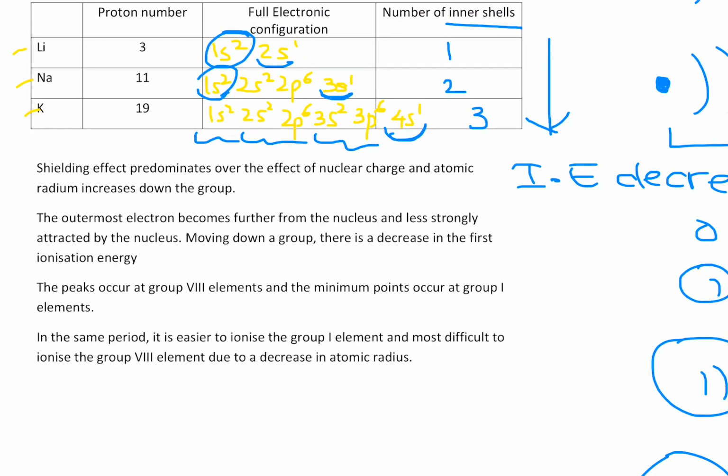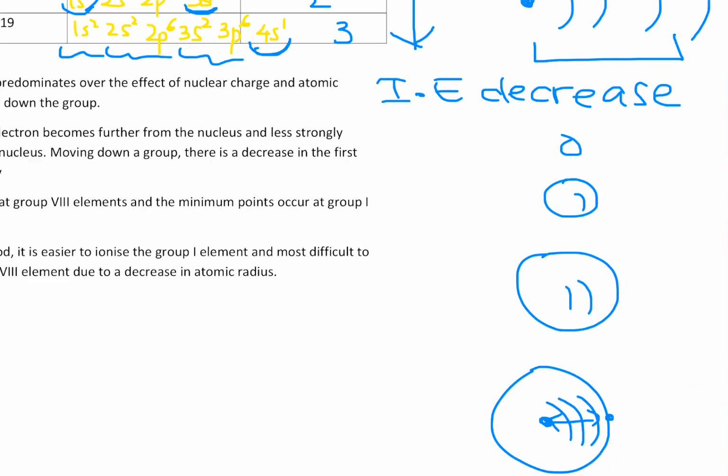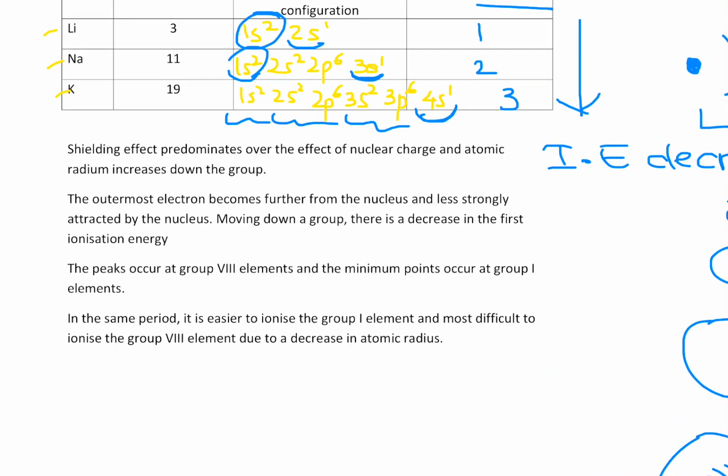Of course, there's also the nuclear charge that increases down the group. Normally, if nuclear charge increases, the attraction between the nucleus and the outermost shell should increase. But in this case, it's the shielding effect that predominates. So shielding effect predominates over nuclear charge. So the outermost electron becomes further from the nucleus and less strongly attracted.